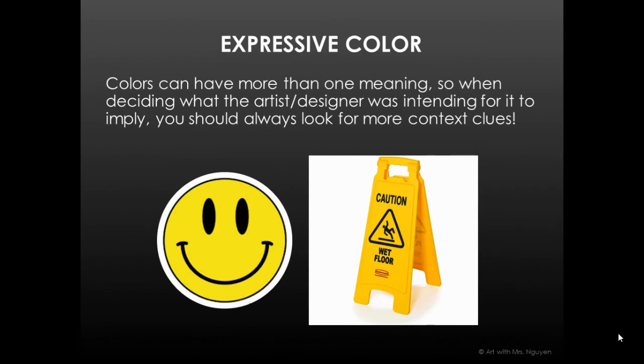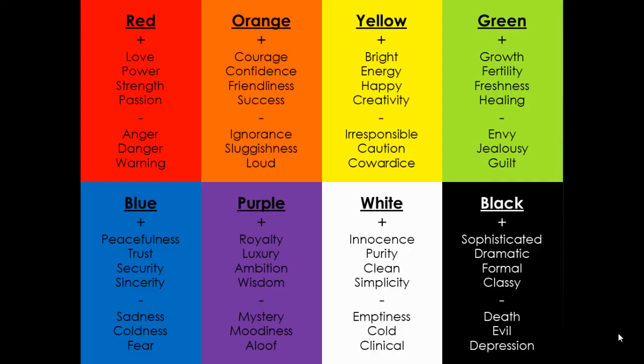Colors can have more than one meaning. Sometimes the association of a color is just really a personal thing. So someone may look at blue and think sadness. Someone else might look at blue and think about the beautiful calmness of an ocean. So when deciding what the artist or designer was intending to imply, you have to look for more context clues. You can't always assume that a color definitely means one thing or another.